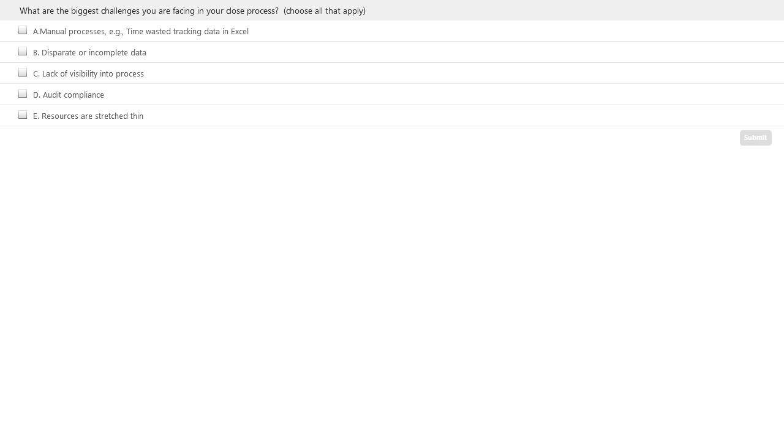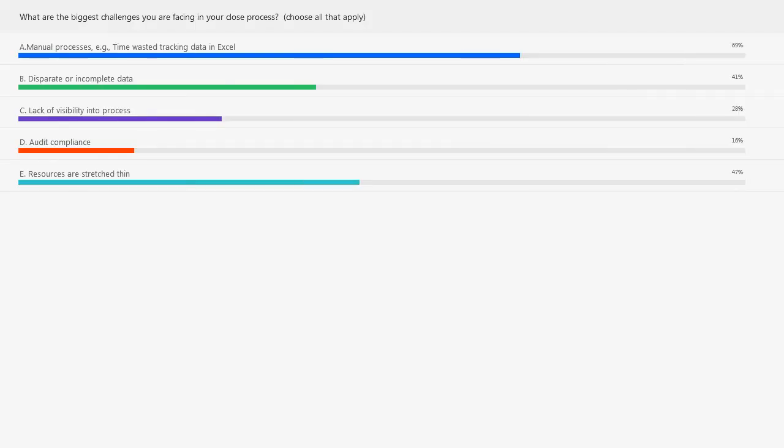So let's go ahead and move to the results. All right, and the winner is manual processes. So exactly, this is what we see at a lot of customers. It's those manual processes, manual workarounds that we all know that we have to do to facilitate the close process. That is a big time waster and a big challenge for the close.